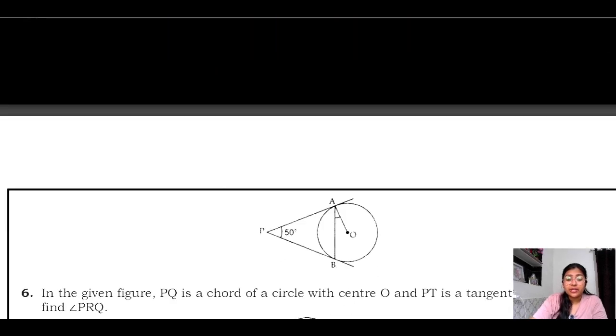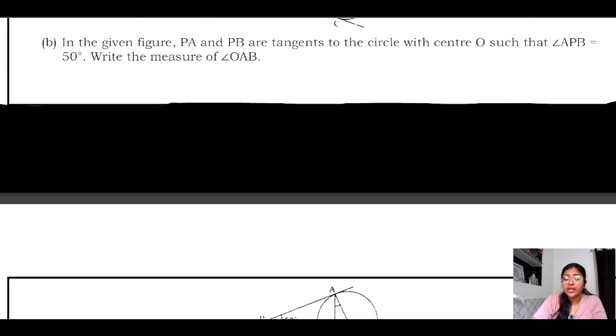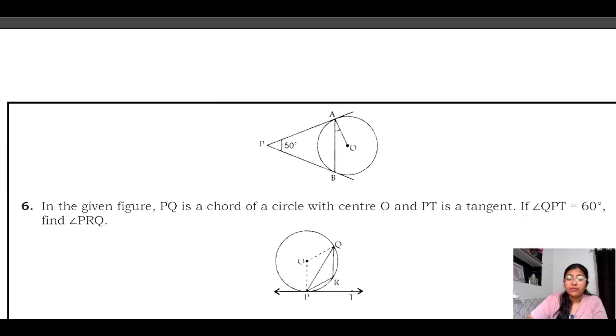In the given figure, PA and PB are tangents to a circle such that angle APB is 90 degrees. They are asking to find angle OAB. We need to find this angle. This angle is equal to this angle because of the isosceles triangle property: angles opposite to equal sides are also equal. Because these are the radii of the circle, they are of equal length. It means triangle AOB is an isosceles triangle.